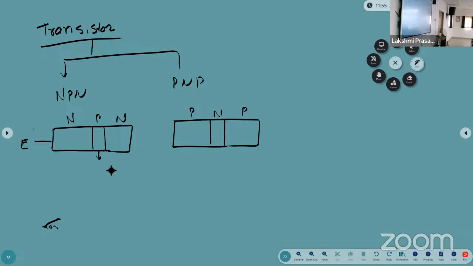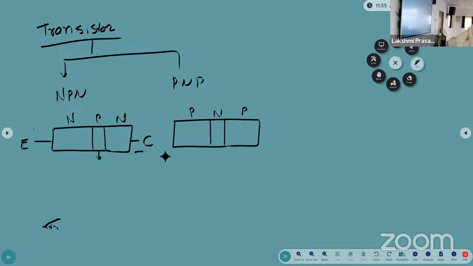Charge carriers are more. The region which is heavily doped has more charge carriers. And the one with less, so this is the lightly doped, and this one is moderately doped.